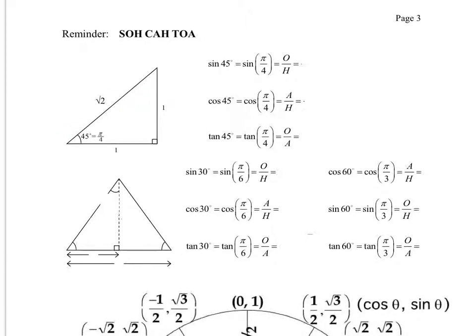So we start to build up a table of values there. So it's going to be 1 over root 2. And if you multiply top and bottom here by root 2, you end up with root 2 over 2. You'll see sine of 45 written in both these ways, 1 over root 2 and root 2 over 2.